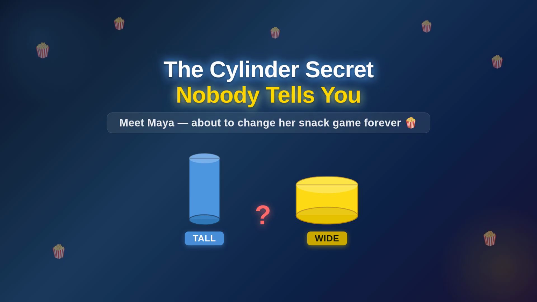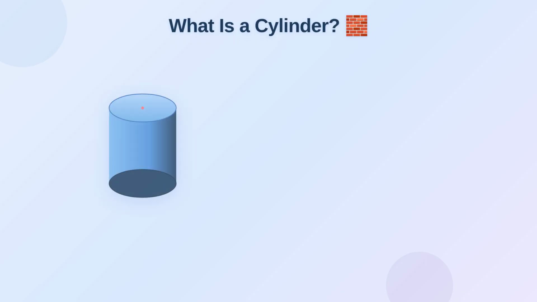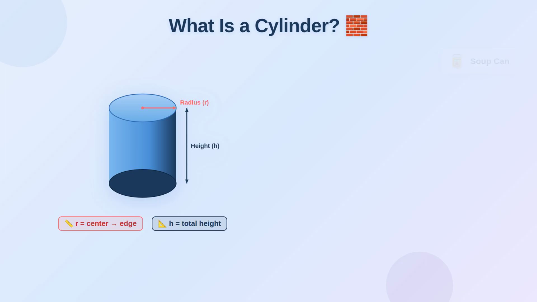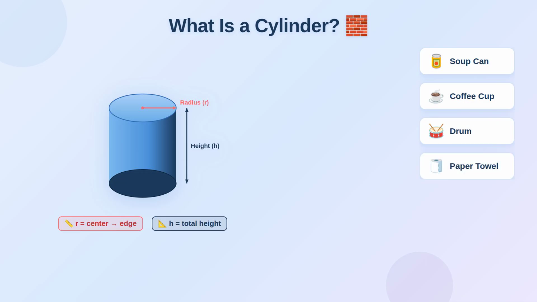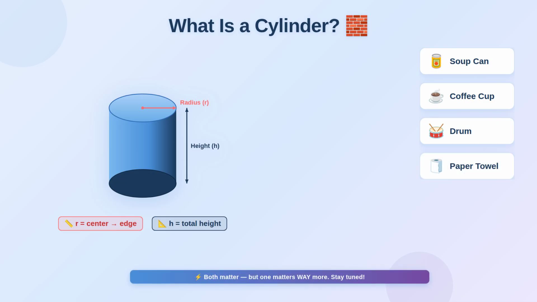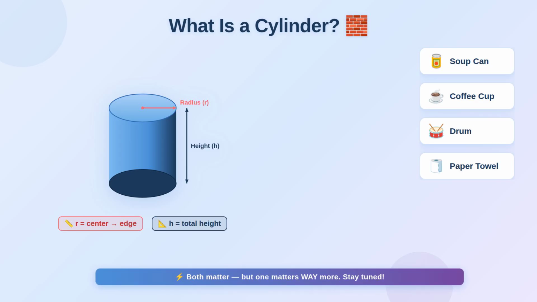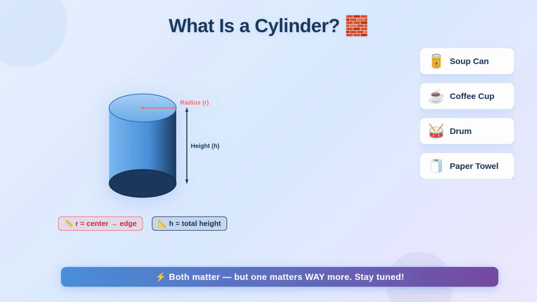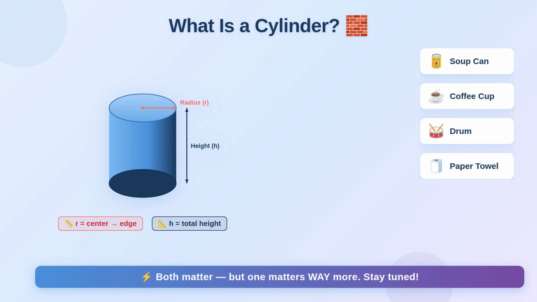Let's go. Before we solve Maya's popcorn problem, let's make sure we know our shapes. A cylinder has two circular bases, top and bottom, connected by one curved surface. Think of a soup can or a basketball hoop tube. Two measurements matter most: the radius, which is the distance from the center of the circle to its edge, and the height, which is how tall the whole cylinder stands. Both matter, but one matters way more. We'll get to that in a second.